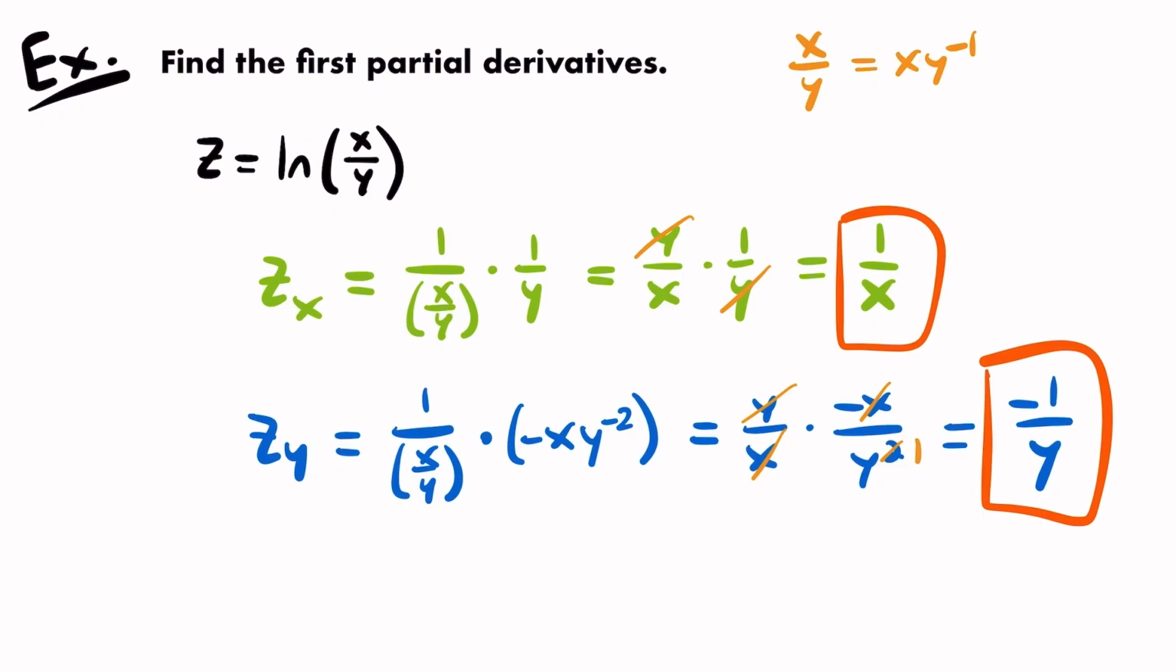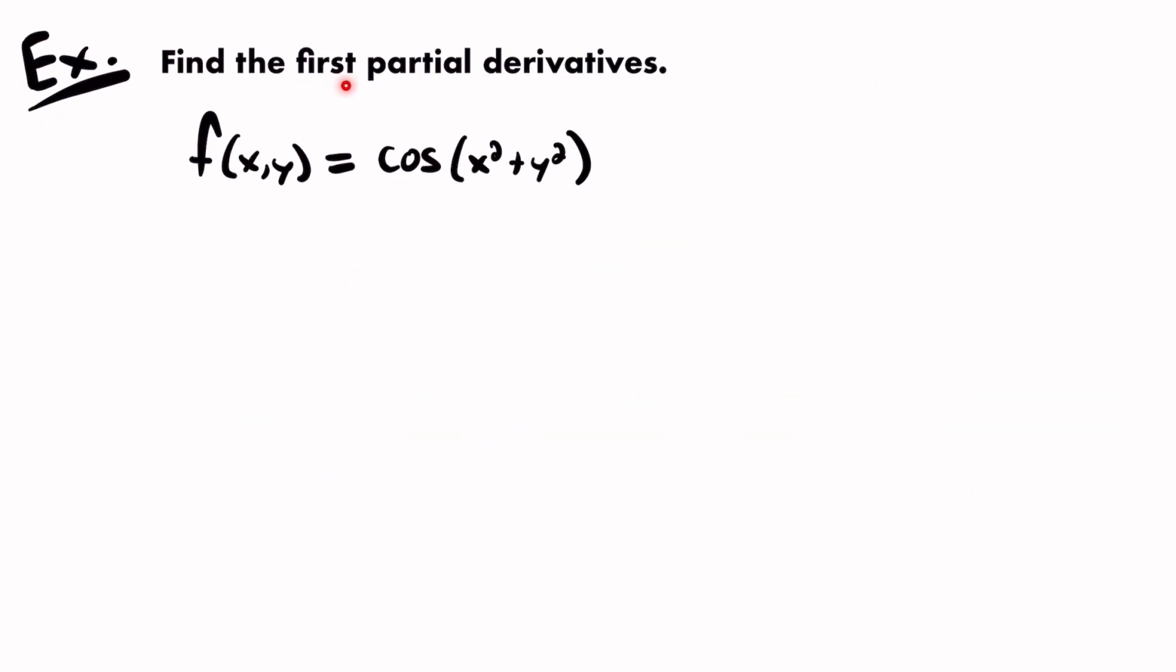Let's take a look at another. Here we once again want to find the first partial derivatives of a multivariable function, and we are given f of xy is equal to cosine of x² plus y². All right, so let's start with the partial derivative with respect to x, and I'll use this notation this time. We'll have df dx, and that will be equal to the derivative of this function with respect to x, and we'll treat y as a constant.